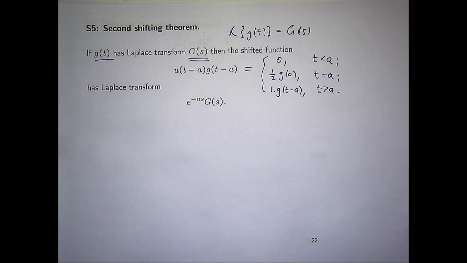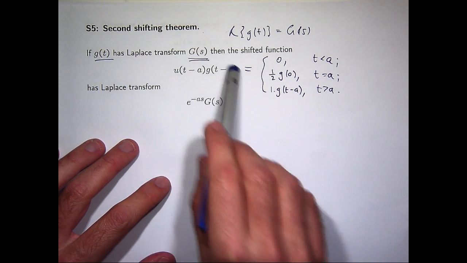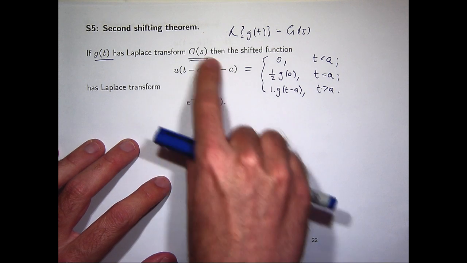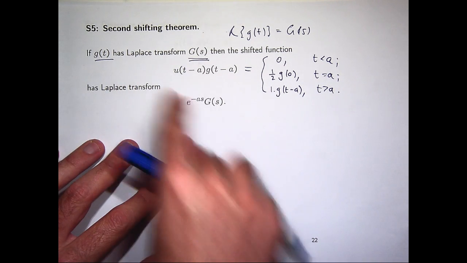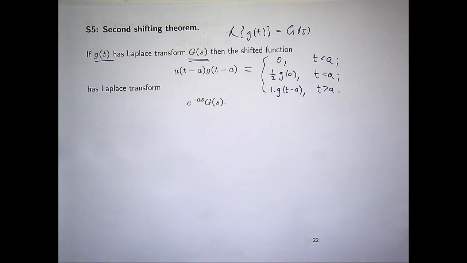Now, hopefully you can see that what's driving the transform of this form is actually the transform of little g of t. So if you're given this form, you calculate little g of t, you just write down little g of t, calculate its transform, and then multiply by an exponential. So why is that true? Let me give you a quick proof.